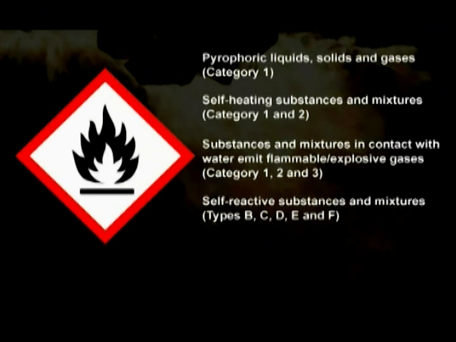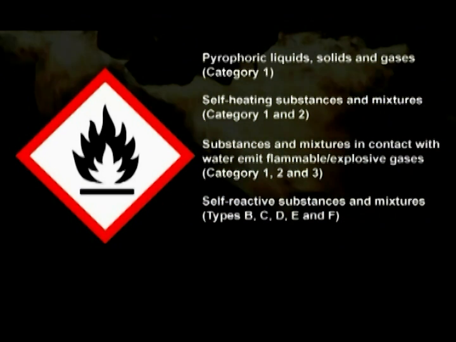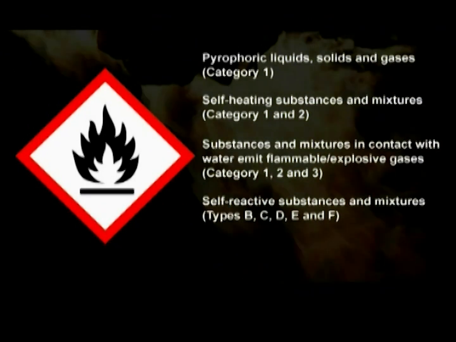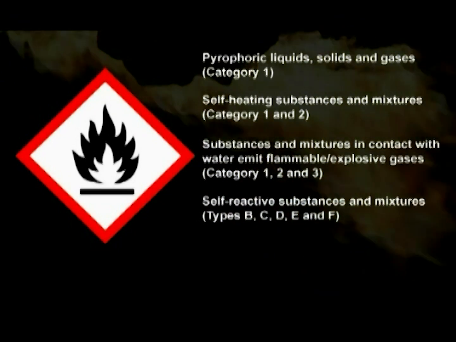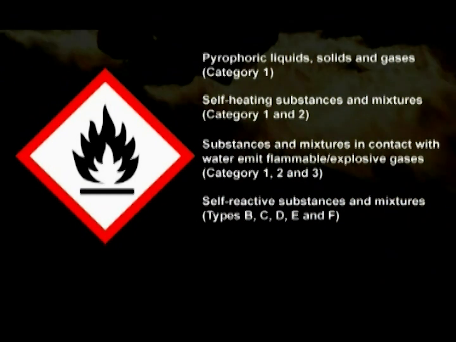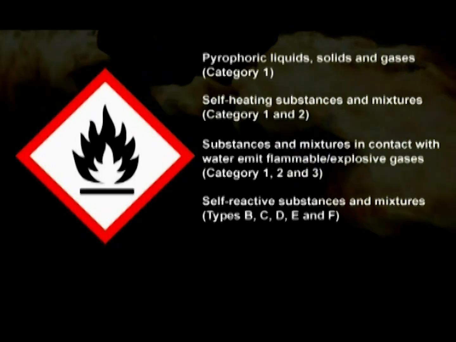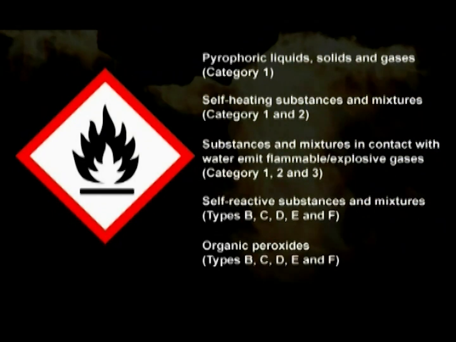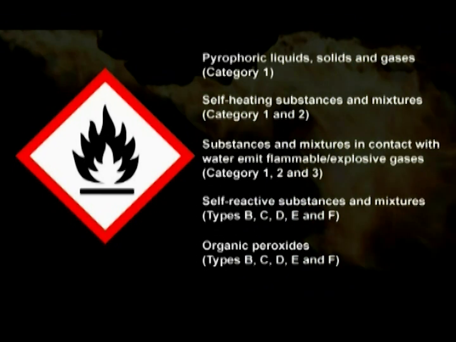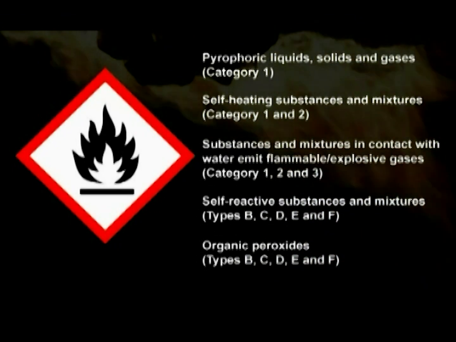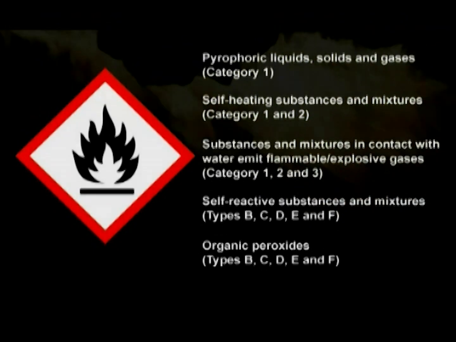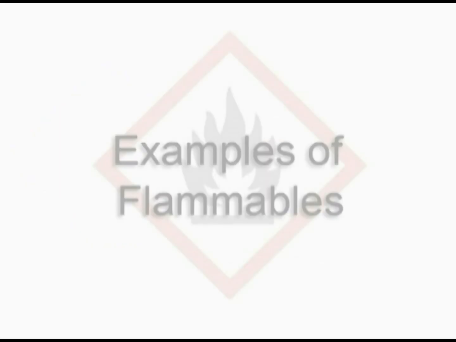Self-reactive substances and mixtures, types B, C, D, E, and F. These products may react on their own to cause a fire or explosion, or may cause a fire or explosion if heated. Both the flame and the explosive pictograms are used for type B. Organic peroxides, types B, C, D, E, and F. These products may cause a fire or explosion if heated. Both the flame and the explosive pictograms are used for type B.